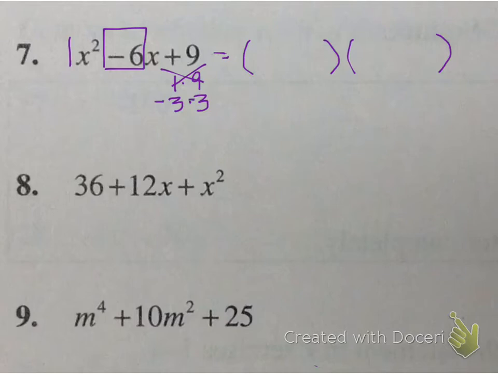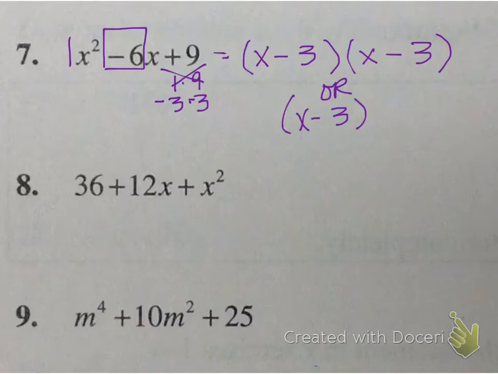So what that means is my factors are going to be x minus 3 and x minus 3. We can also rewrite this as x minus 3 squared. And this is why it's called a perfect square trinomial, because when you factor it, you get x minus 3 squared. There is a certain algebraic pattern there. If you recognize the pattern, then you can use it. Otherwise, you can just still factor the same way we've been factoring.